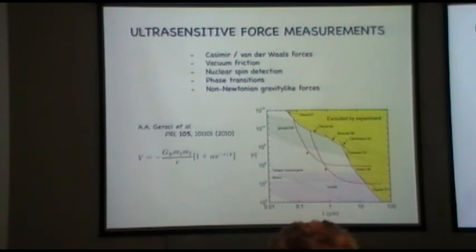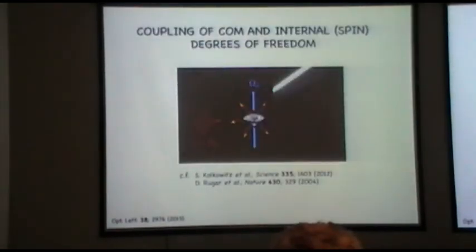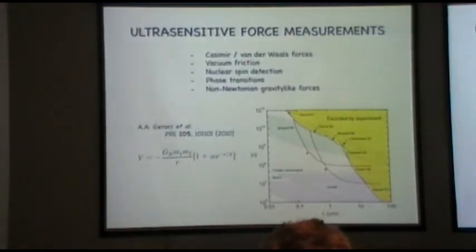Also frictional terms. If the particle moves close to the surface, it can actually experience friction. Some people call this vacuum friction, some people call this dissipative van der Waals force. We could also have a particle that is magnetic, and then we could interact with single nuclear spins in the surface and read them out.